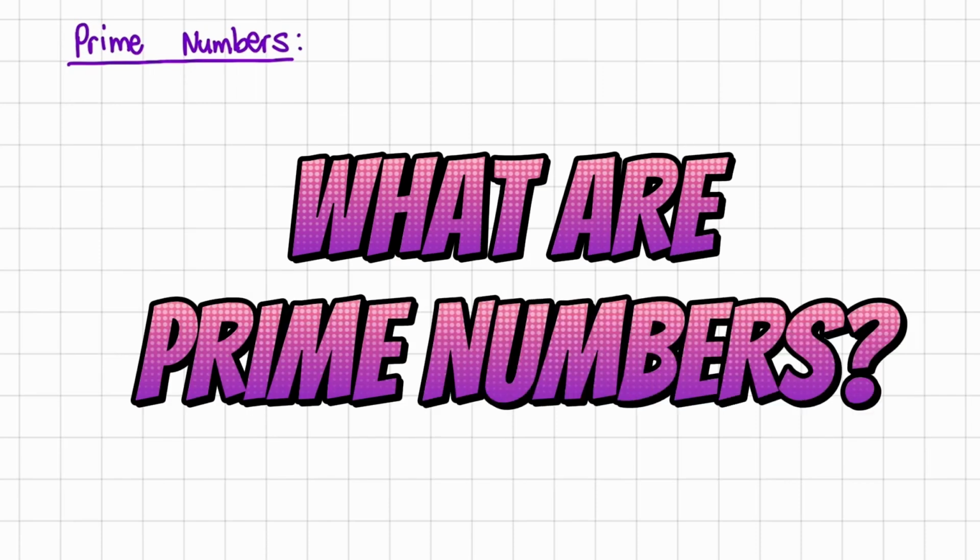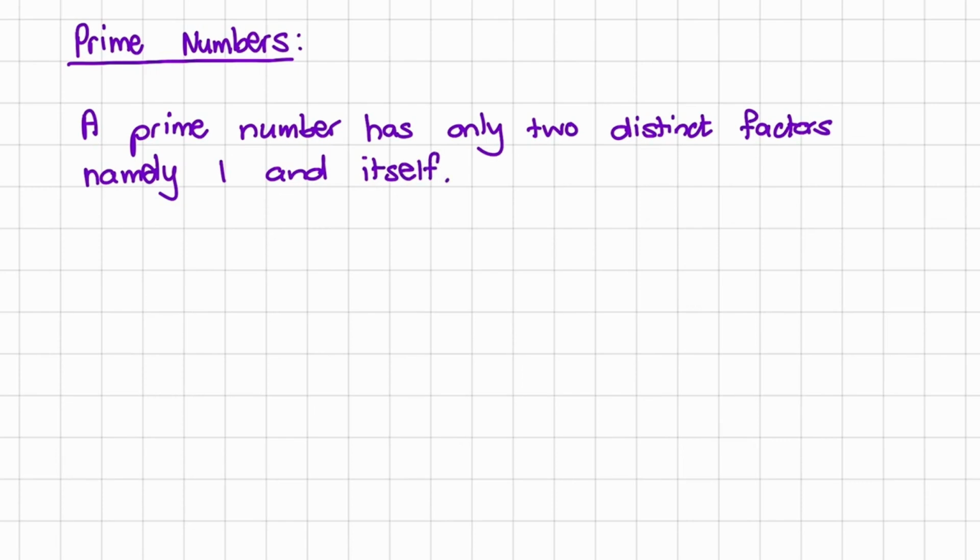In this video, we'll discuss prime numbers. In the previous video, we discussed what factors are, and prime numbers are numbers with only two distinct factors, meaning 1 and itself. Now, the number 1 is not a prime number because it only has one factor, which is itself. But other prime numbers are 2, 3, 5, 7, 11, 13, 17, and so forth.